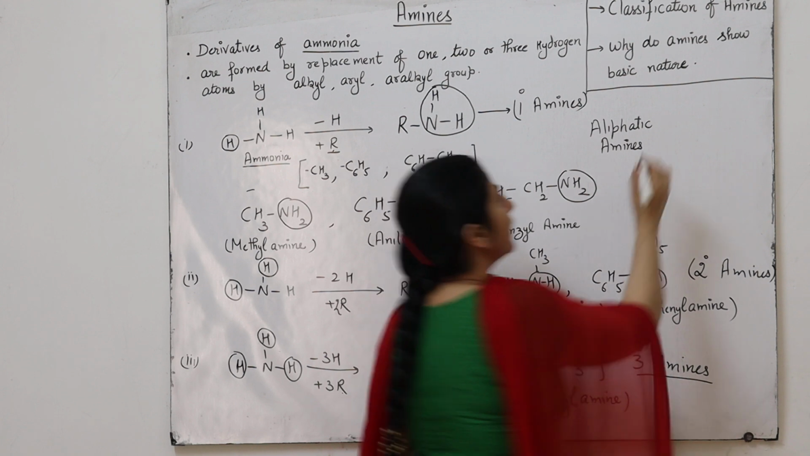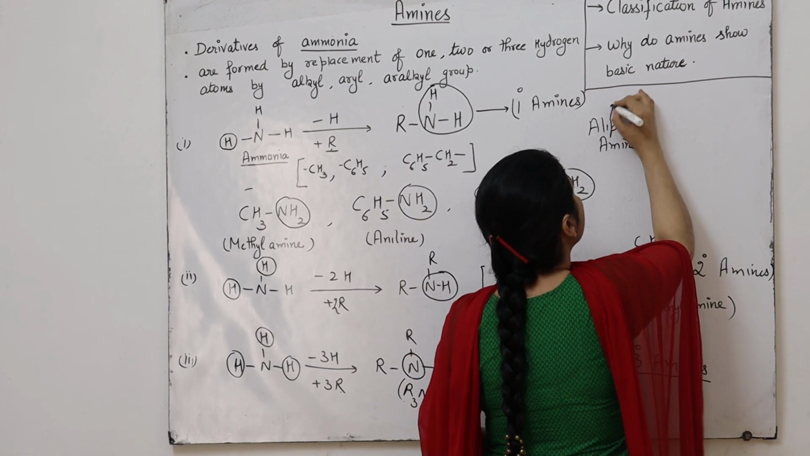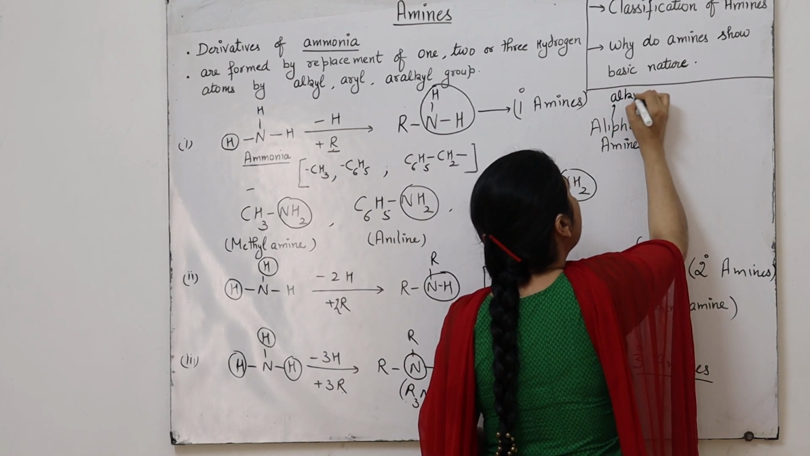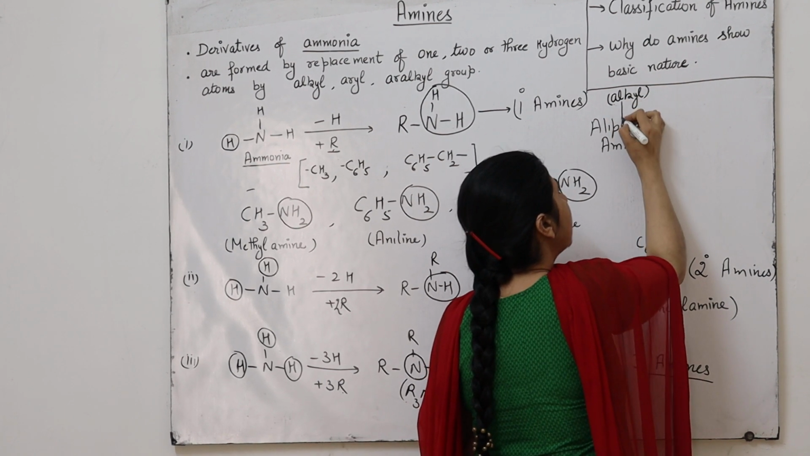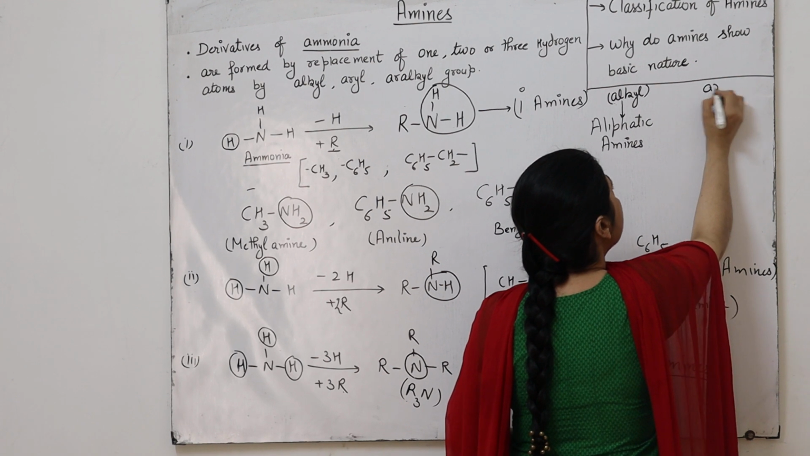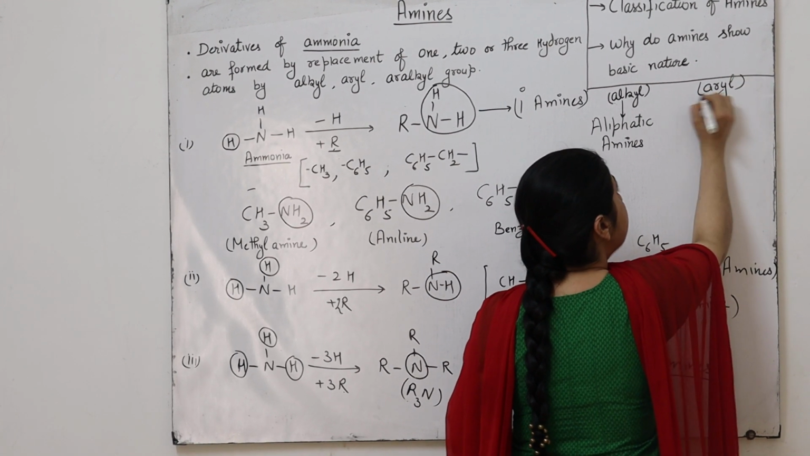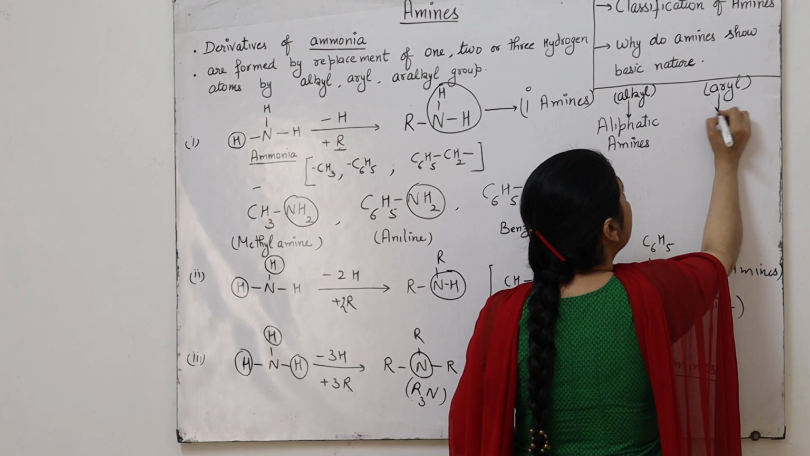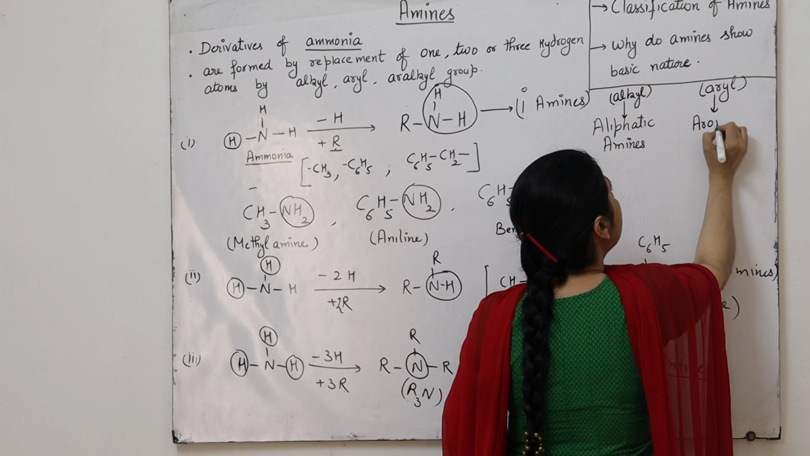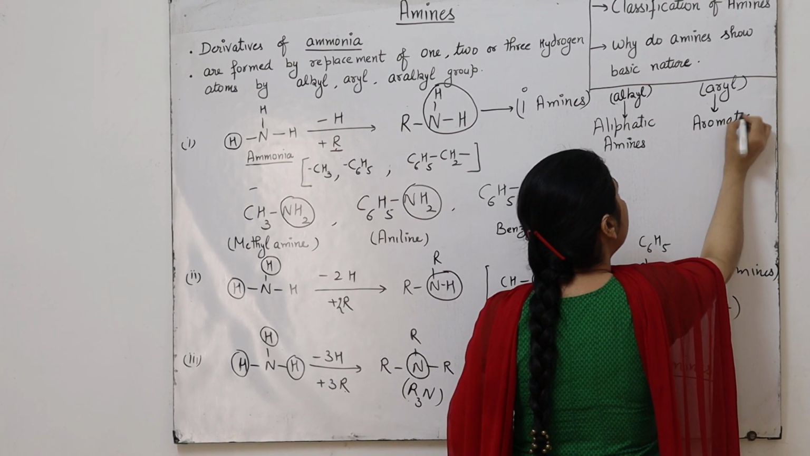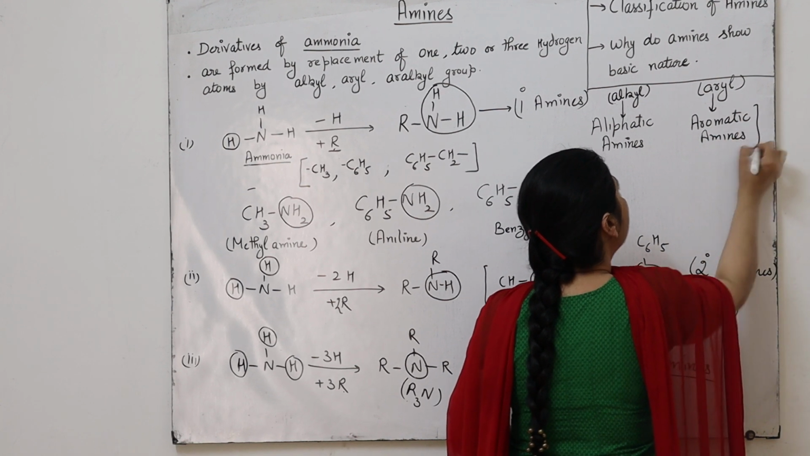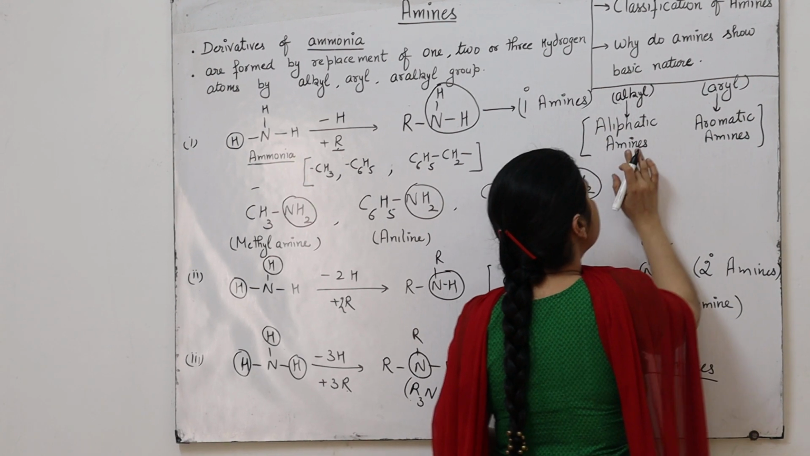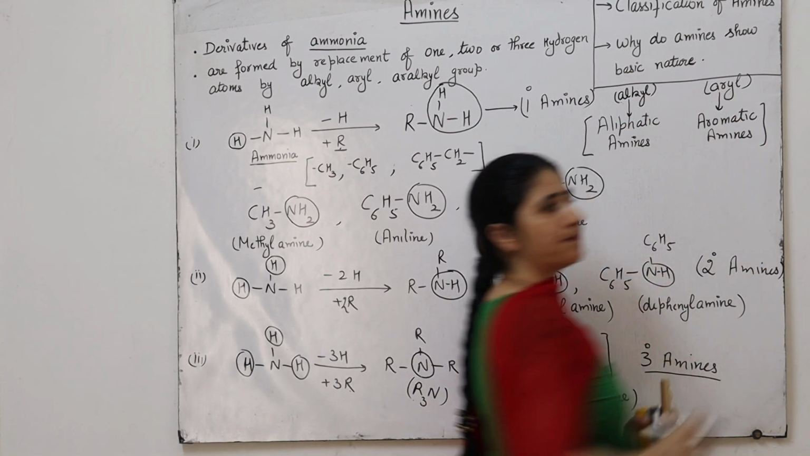If the substituted group is alkyl, then those amines are known as aliphatic amines. If the substituted group is aryl, meaning benzene or phenyl, then it is known as aromatic amines. So again we have 2 types of amines depending upon the nature of the substituted group.